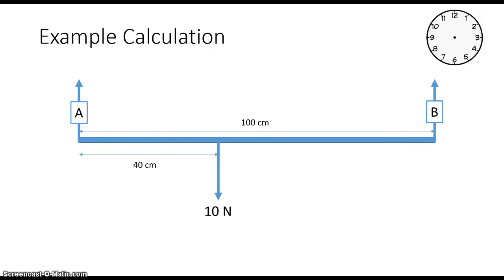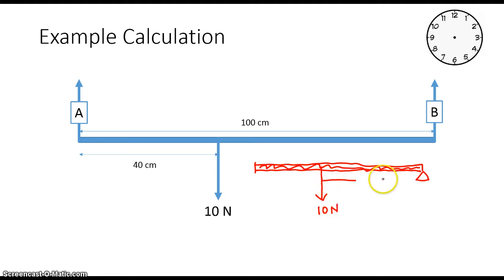I've already discovered that B is 4 Newtons, so in this case we actually don't need to find B. Now we can repeat the calculation by putting a pivot at B. This is my rod again, and now I put my pivot at B. Now this is 10 Newtons, and how far is my 10 Newtons from our pivot at B? It is 60 cm. And my A is now 100 cm.